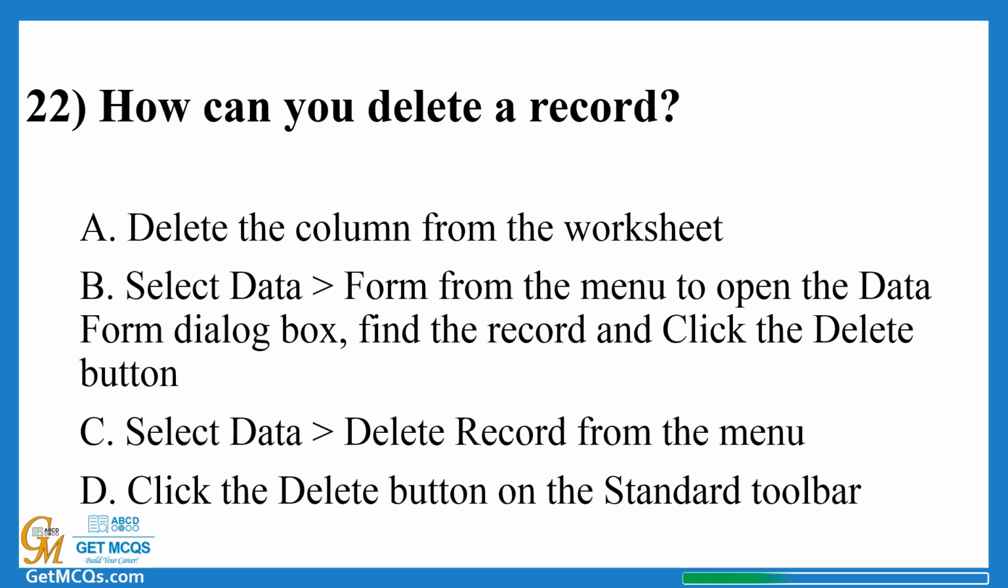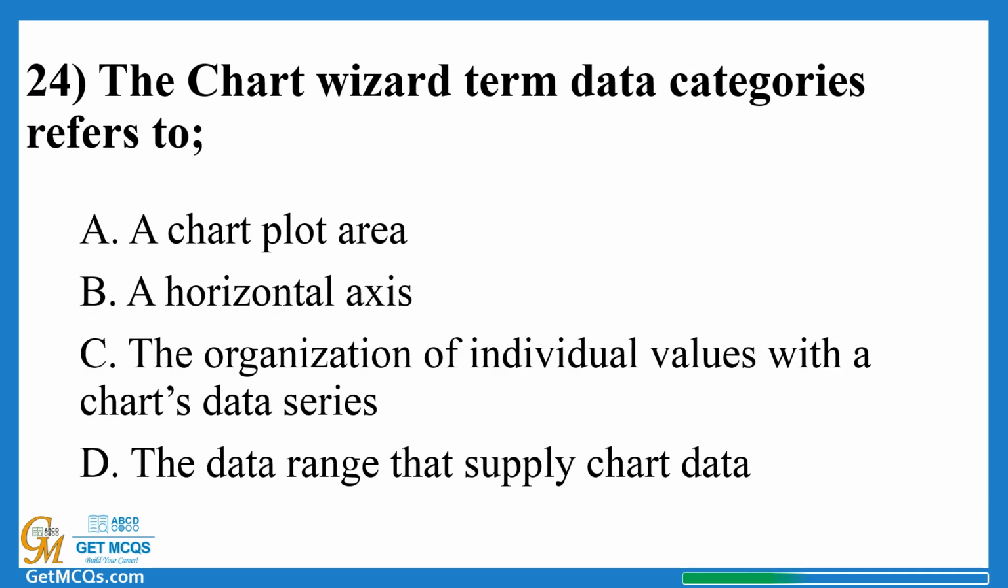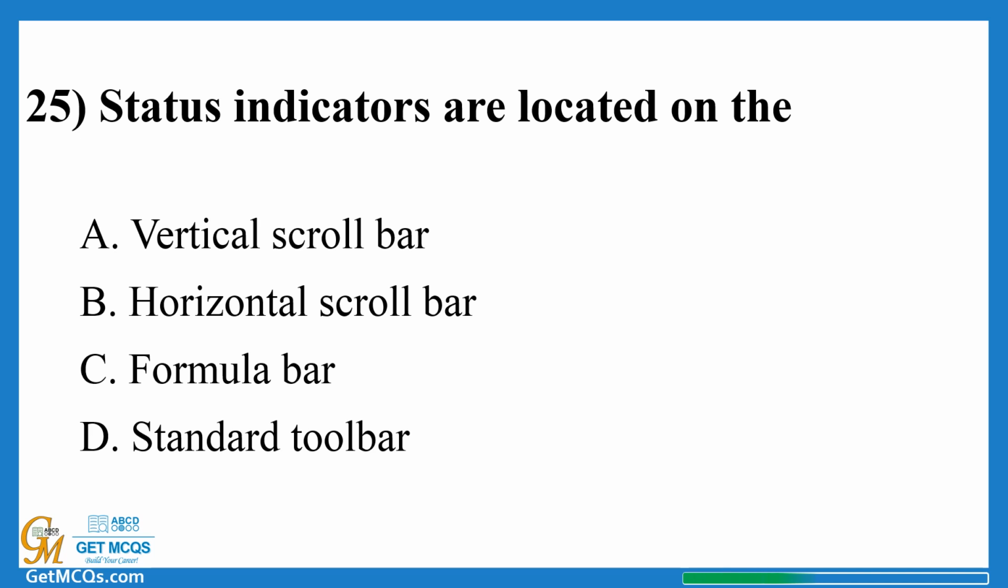22. How can you delete a record? Answer, B. 23. The auto-calculate feature. Answer, B. 24. The chart wizard term data categories refers to. Answer, B. 25. Status indicators are located on the. Answer, C.